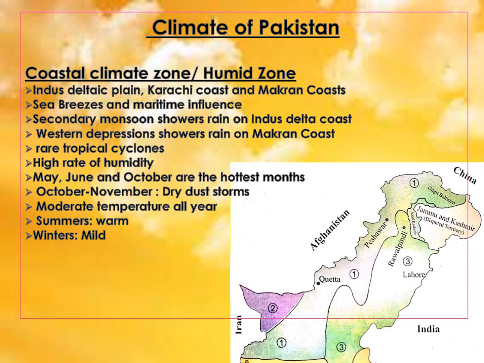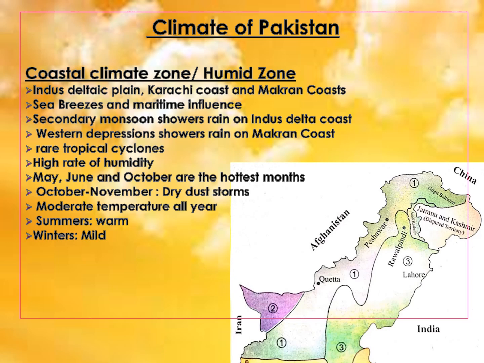Now, if we talk about the coastal climate, it includes the Indus Deltaic Plain, Karachi coast and Makran coast areas. Sea breezes and maritime influence, meaning the oceanic influence, keep the daily and seasonal temperature difference very low. Different rates of cooling and heating of water of the Arabian Sea and coastal land enable the sea to exert a moderating effect on the coastal climate. Secondary monsoon on the Indus Delta coast gives showers of rainfall, and western depression on Makran coast brings rain.